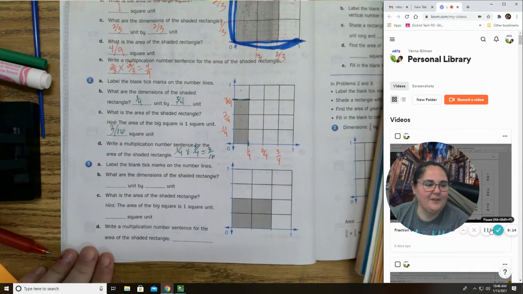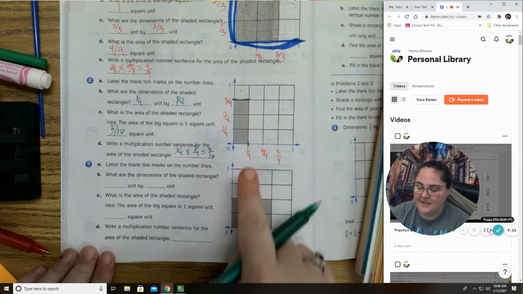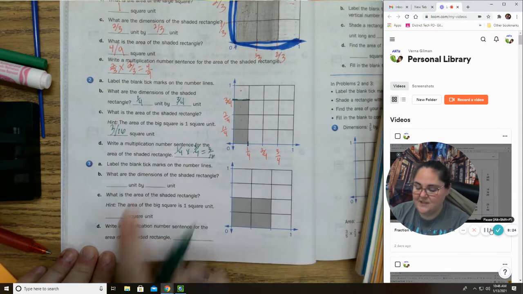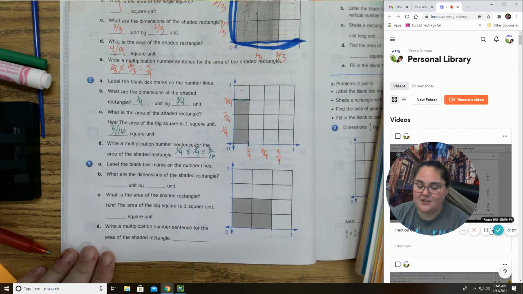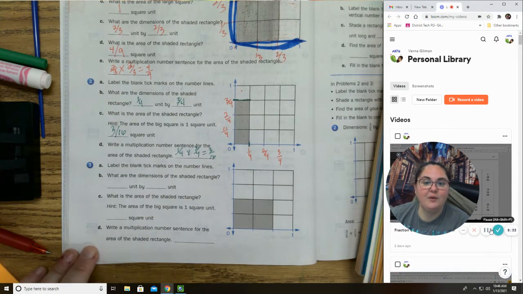Number A says label the blank tick marks. All right, I want you to label the tick marks on your picture. Then I want you to figure out, just like we did up here, what is the unit for the dimensions of my shaded rectangle. So label your picture and then write your unit.